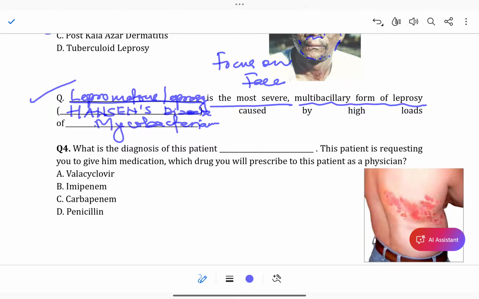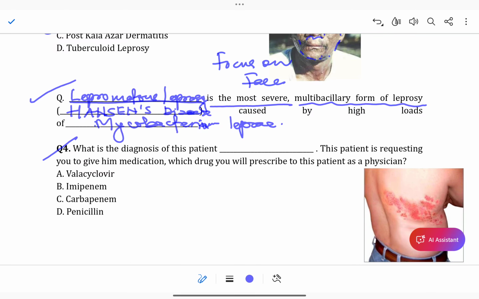Bacterium leprae. Okay. Lepromatous leprosy is the most severe multibacillary form of leprosy, also known as Hansen's disease, caused by high loads of Mycobacterium leprae.